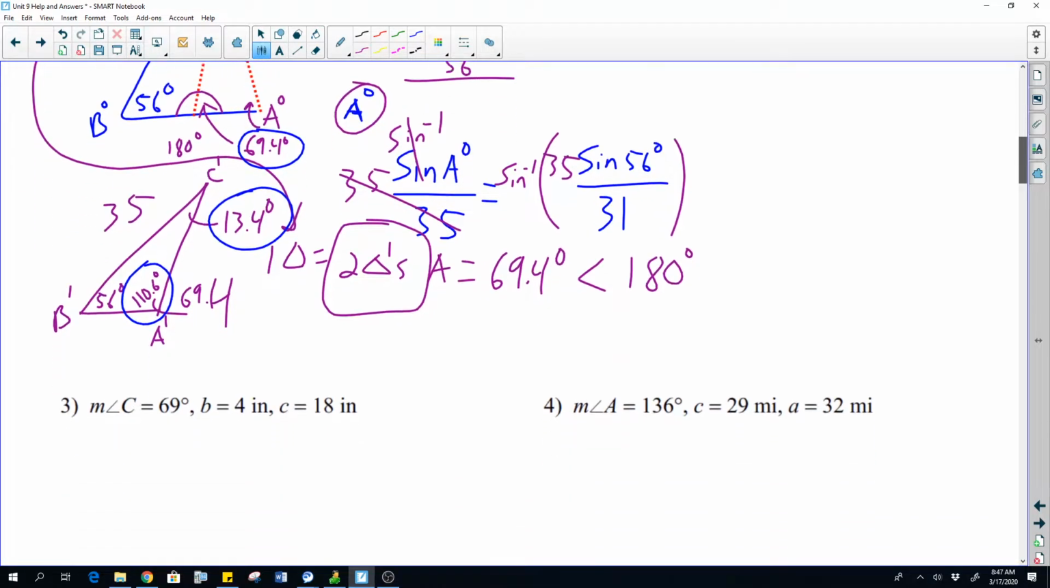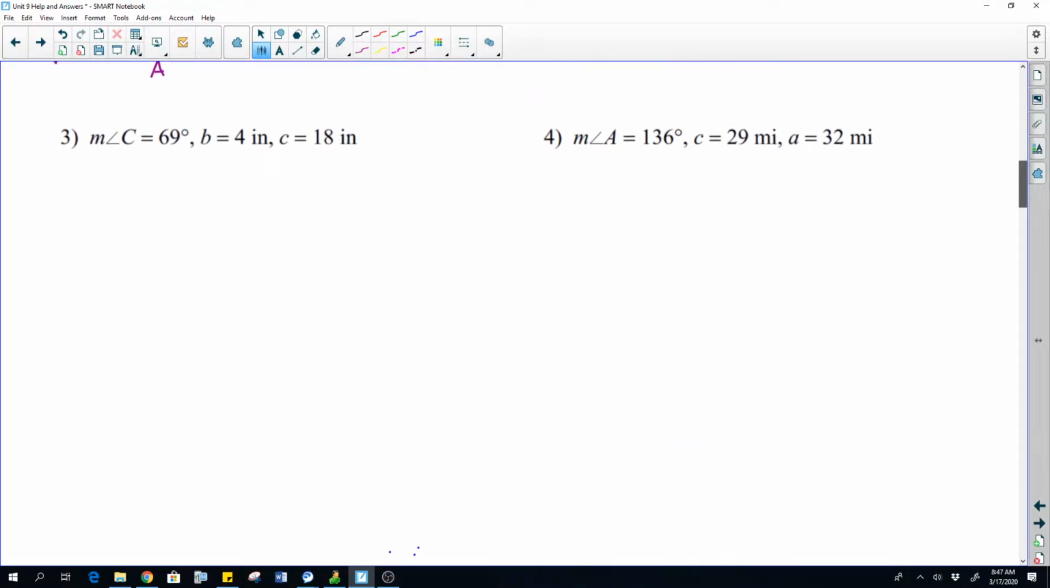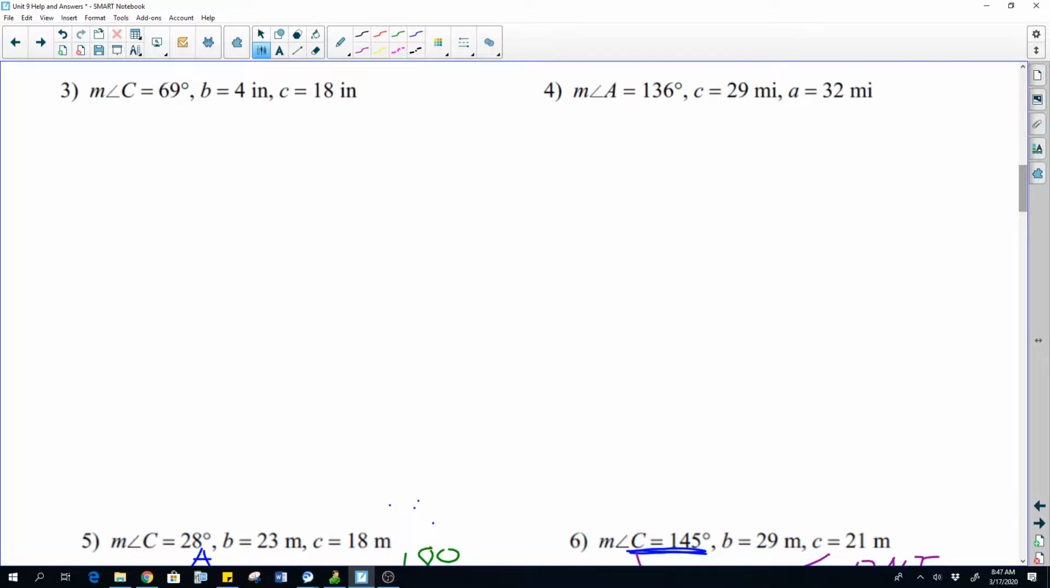So now we're just going to take a look at number 3 and even 4 to make sure that we get how we have maybe 1, 2, or 0 triangles. And so let's just take a look at number 3 together. What do you think it's going to be? Do you have a hypothesis? What do you hypothesize?